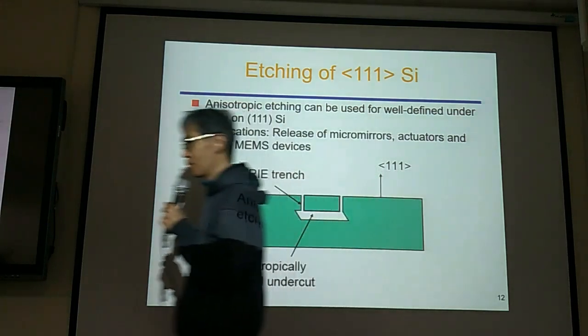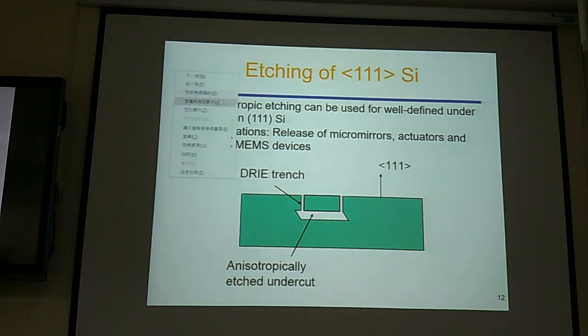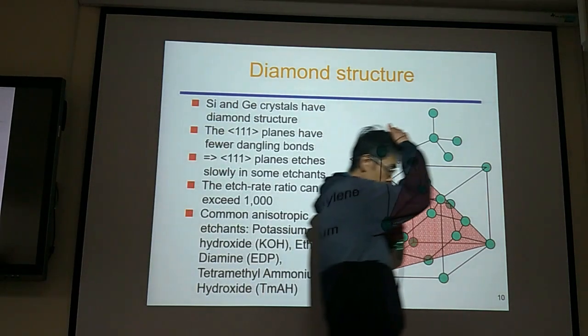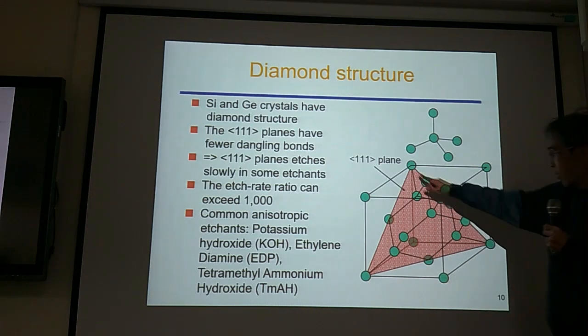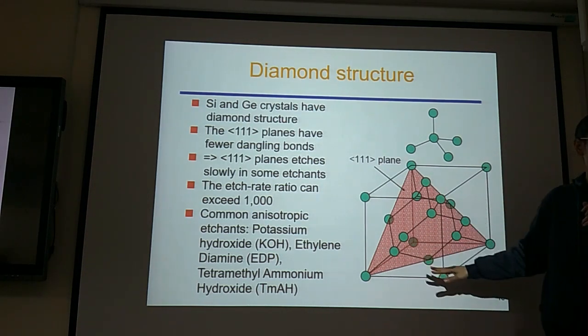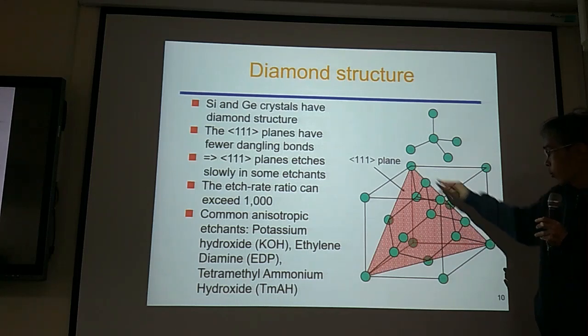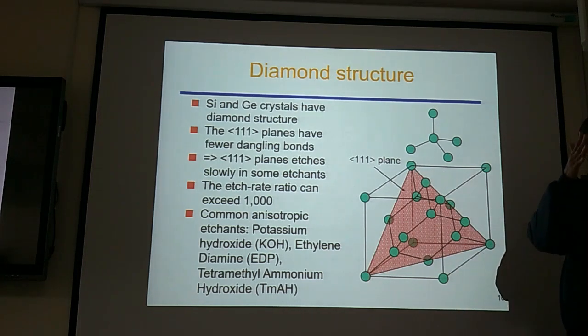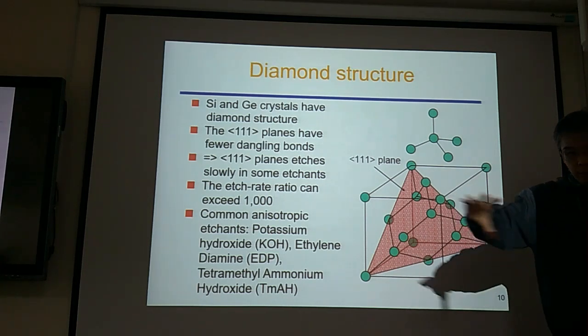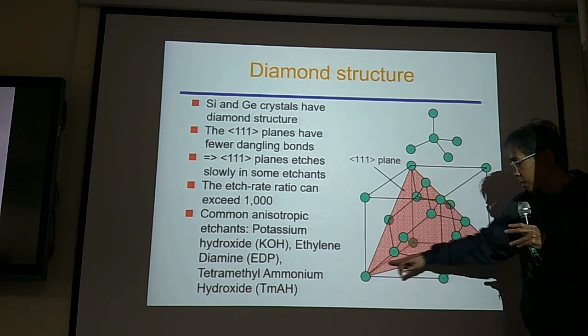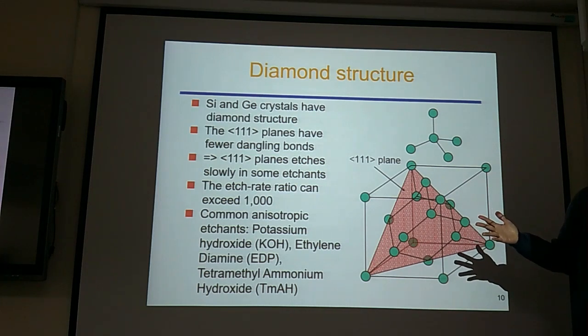Okay, let's go back. See, the surface of the wafer could be any surface. It could be a 111 surface. It could be a 100 surface. It could be a 110 surface. It's possible, depending on how you cut the silicon cylinder. So if the surface happens to be this surface, then we call this silicon wafer a 111 wafer.